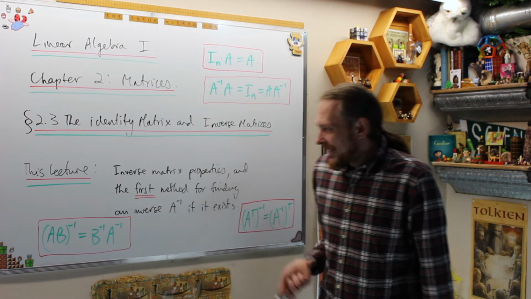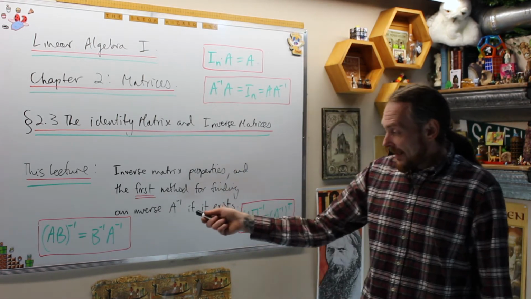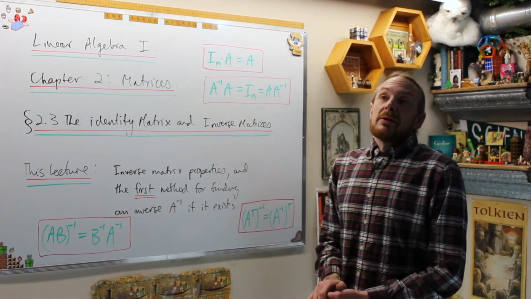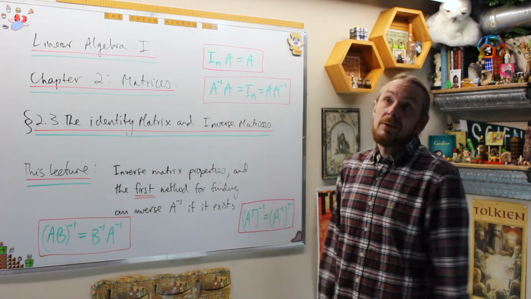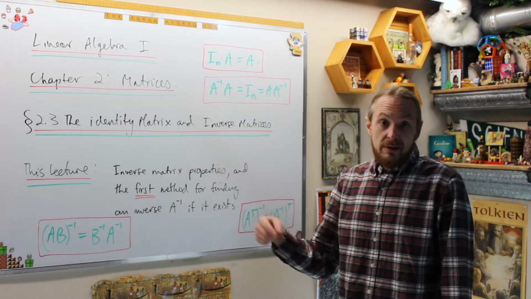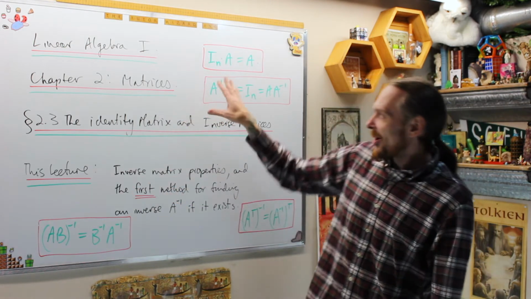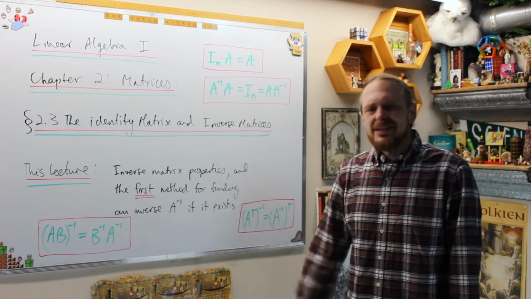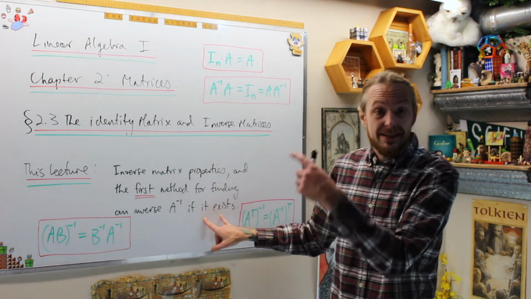This lecture specifically, what we're doing is inverse matrix properties and the first method of finding the inverse of a matrix if it exists. This method uses row reduction, or Gaussian elimination, Gauss-Jordan technically this time. This is the one method where I'm going to have to use reduced row echelon form. If the reduced row echelon form of A, one of our matrices, is the identity matrix, the inverse exists, and we can find it. If it's not, the inverse doesn't exist. That gives us a method of always determining whether it exists, and if it does exist, it gives it to us.